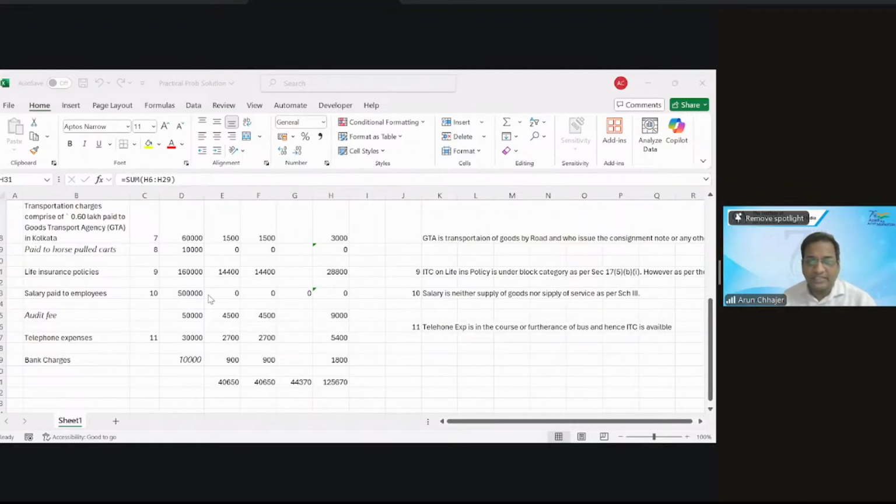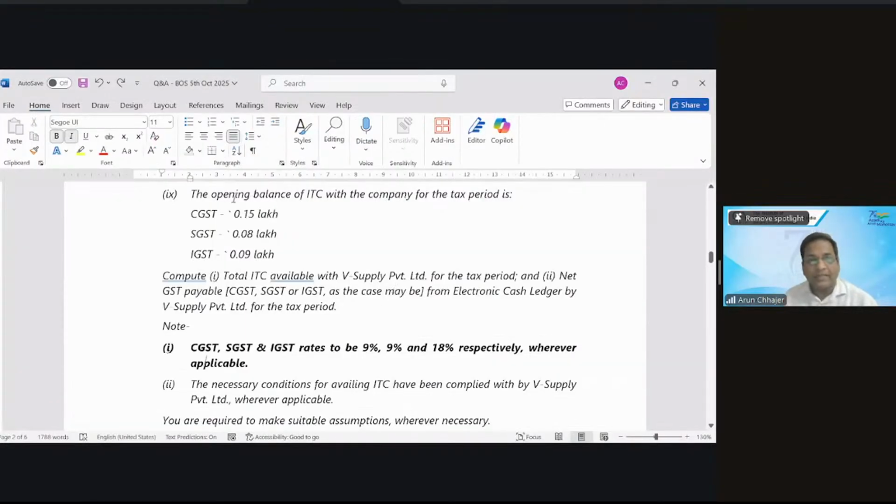Just check whether there is any opening balance of input tax credit or not. So they are saying the opening balance is 15,000, CGST 8,000, SGST 9,000.